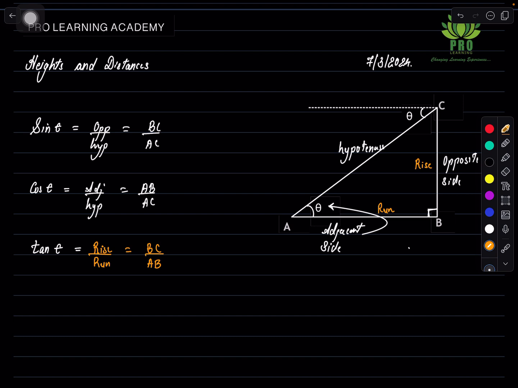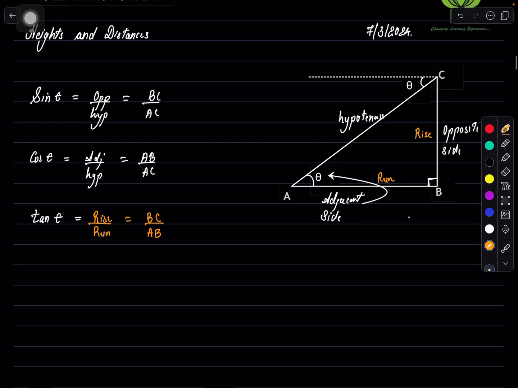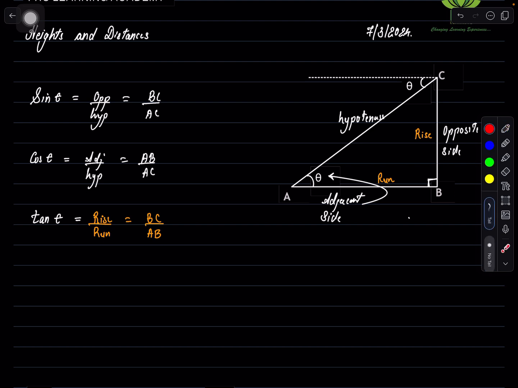Vertical rise, which is the opposite side, here is BC, and horizontal run, which is the adjacent side, is AB. For heights and distances, we are using tan of an angle. Let us consider our point of observation as point A and BC as some object. Maybe we could consider it to be a tower. So for us, BC is the tower.